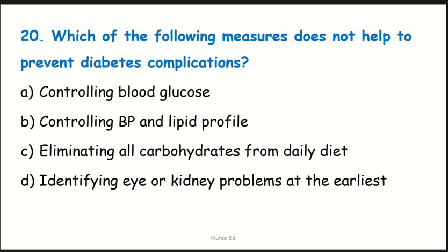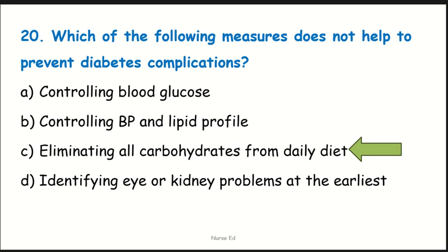Question number 20. Which of the following measures does not help to prevent diabetes complication? Option A, controlling blood glucose. Option B, controlling BP and lipid profile. Option C, eliminating all carbohydrates from daily diet. Option D, identifying eye or kidney problems at the earliest. Which does not help to prevent diabetes complication? And the right answer is option C, eliminating all carbohydrates from daily diet.